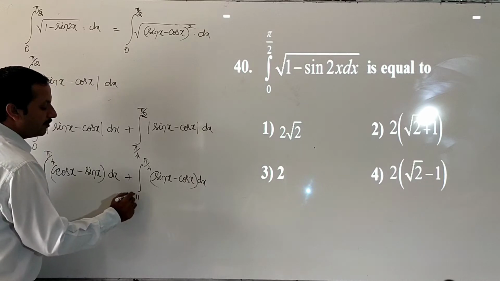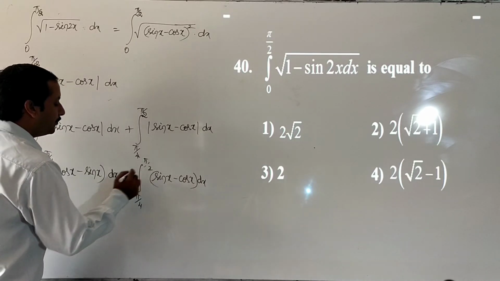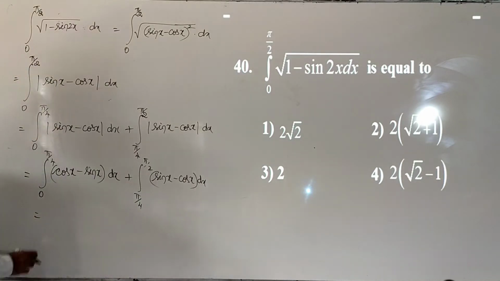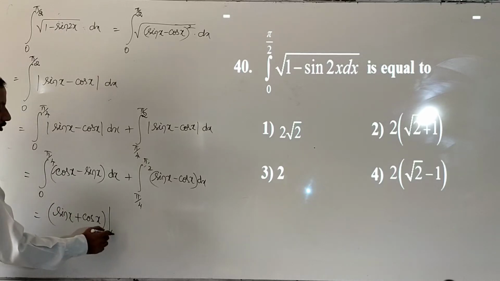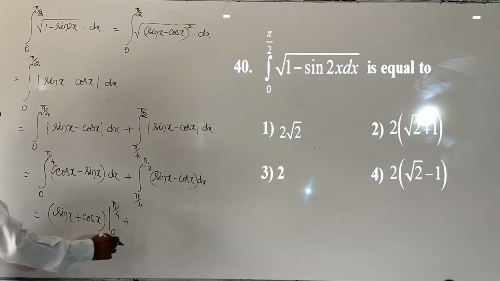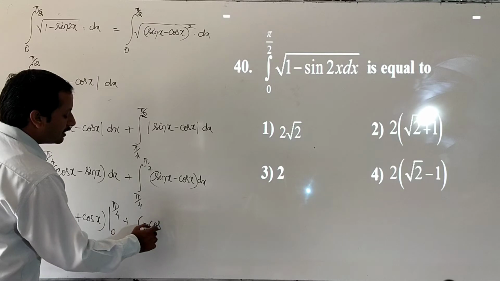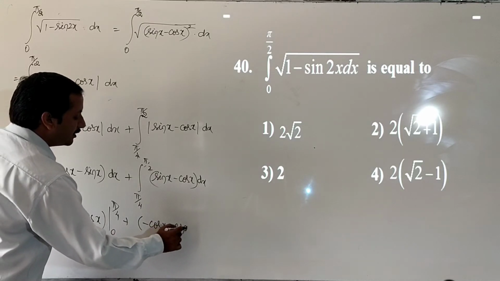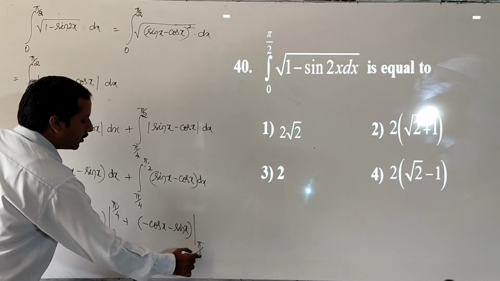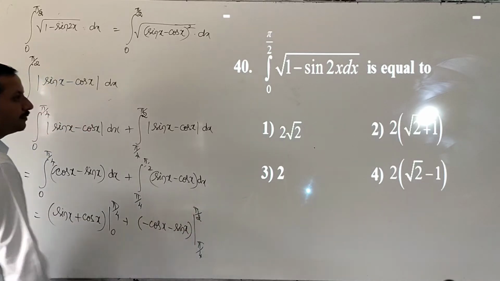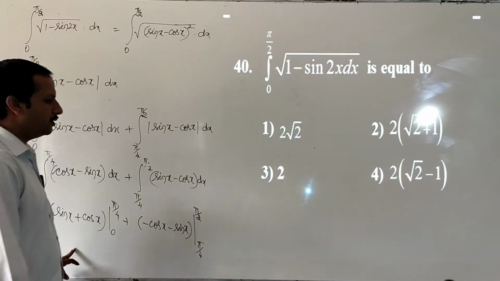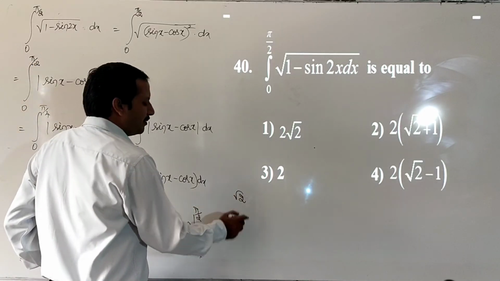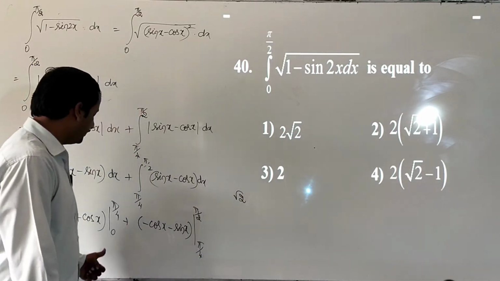Sorry, it should be pi by 4 to pi by 2. Now, integral of cos x is sin x, integral of minus sin x is plus cos x. From 0 to pi by 4, plus minus cos x minus sin x from pi by 4 to pi by 2. Apply the limit. Sin pi by 4 is 1 by root 2, cos pi by 4 is 1 by root 2. 1 by root 2 plus 1 by root 2 will give you root 2.